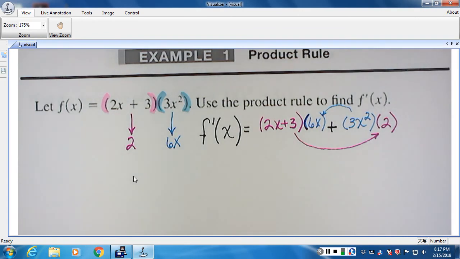So basically what you're going to do is you're going to separate out your two factors, take the derivative of each factor, make sure you write those down. Then you're going to swap the two, and you're going to give the second factor's derivative to the first factor, and your first factor's derivative to the second factor, and add it all together.